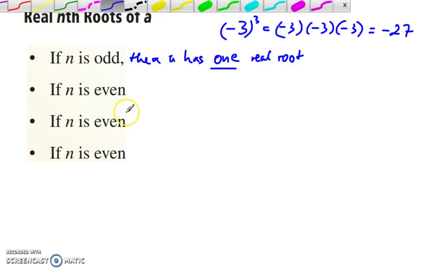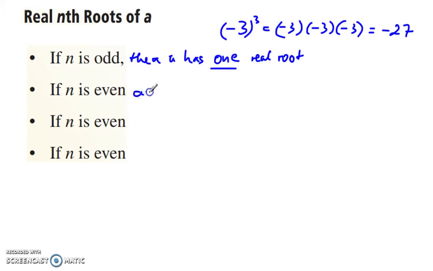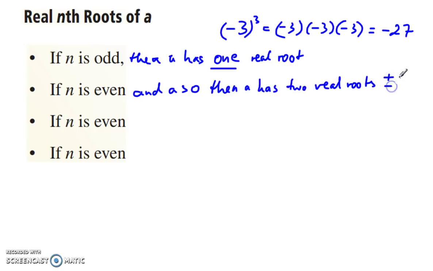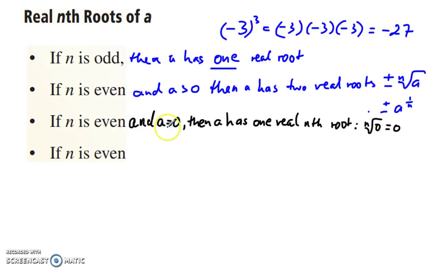If n is even and a is greater than 0, then it has 2 real roots. And that's positive or negative. Or I could also write positive or negative a to the 1/n. If n is even and a is 0, then a has 1 real nth root, the square root, or whatever root of 0 is 0, because however many times you multiply 0, you always get 0.